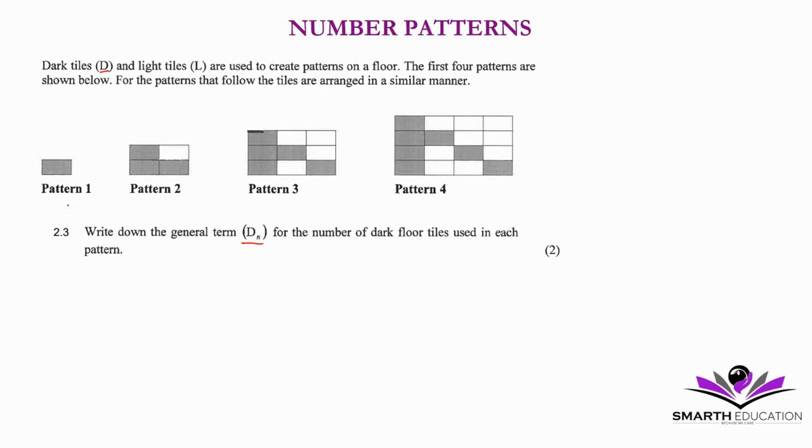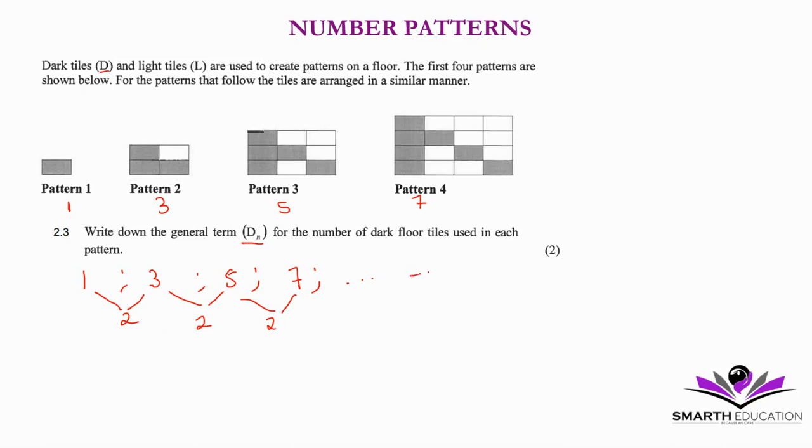So the number of dark tiles here is 1, then 3, then 5, then 7. This is a linear number pattern where we have a constant difference. 1, 3, 5, 7. So the constant difference: 3 minus 1 is 2, 5 minus 3 is 2, and then 7 minus 5 is 2. So we have a constant difference.